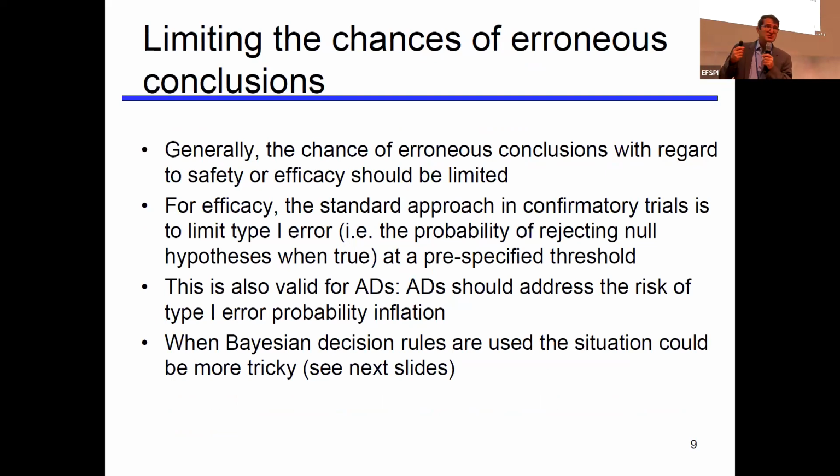Another important aspect, which is more complex in adaptive trials than in normal trials, is limiting the chances of erroneous conclusions. And this impacts efficacy, but also safety. And you need to think really about both sides. For efficacy, the standard approach in confirmatory trials is really to limit type 1 error at a pre-specified threshold, we know usually the 5% two-sided, and depending on what you do, that may be a fairly complex undertaking, and you should really present a sound method for that.